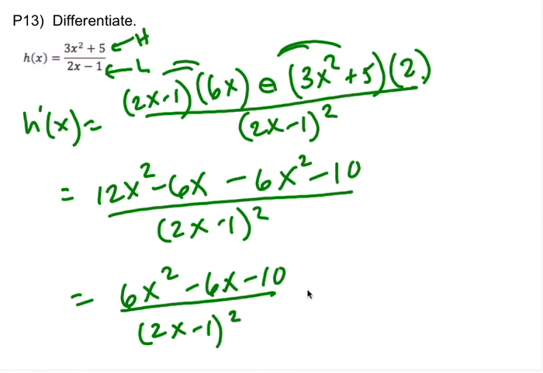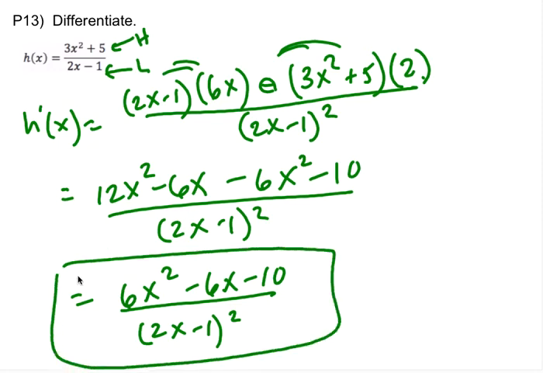And that's about as good as it gets. You could take a GCF of 2 out of the top if you want. It doesn't make your life significantly better.